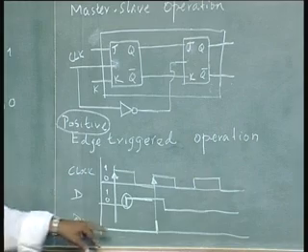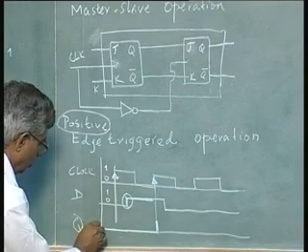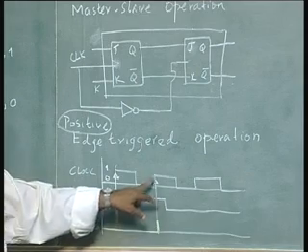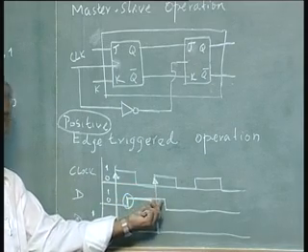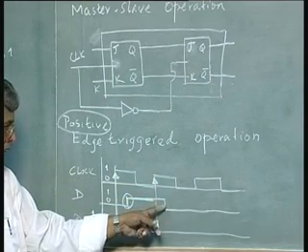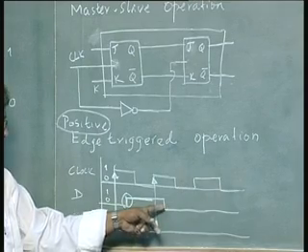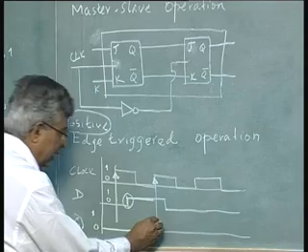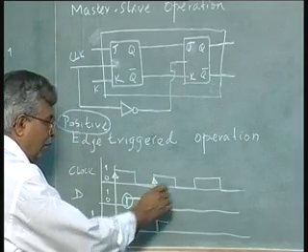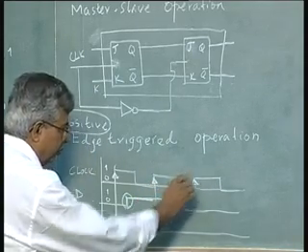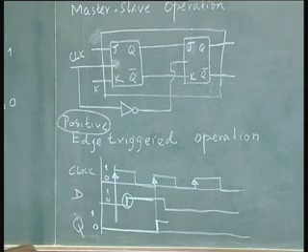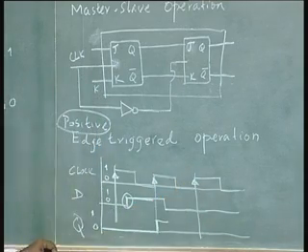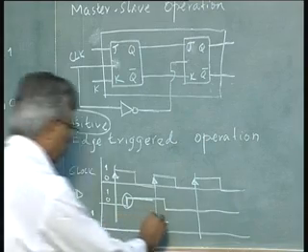Having this, Q has become 1 from 0. As soon as this edge disappears, a little time afterwards, D disappears and D becomes 0, but it is not going to affect the output because the output has already become 1. It will not be looked at at all here. It will be looked at only when the third positive edge occurs, and when that happens, it will look at D again. D is 0, so the output will go back to 0.